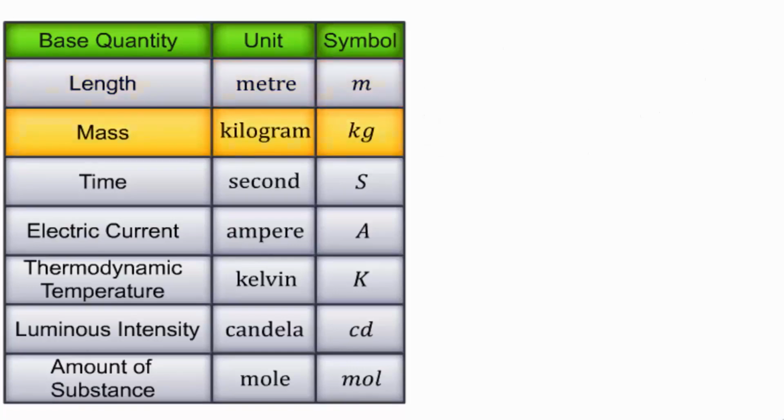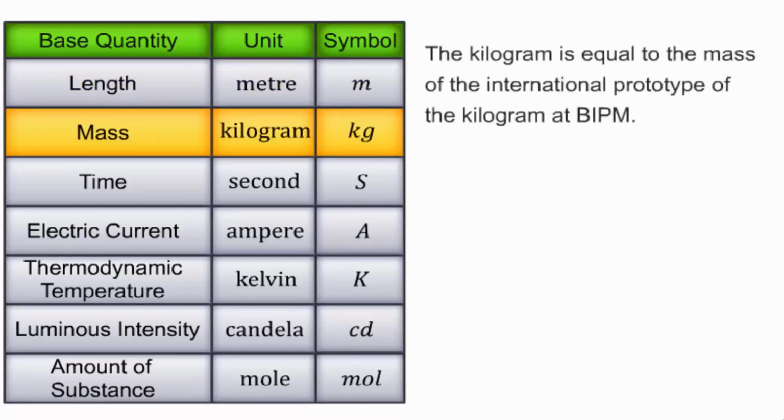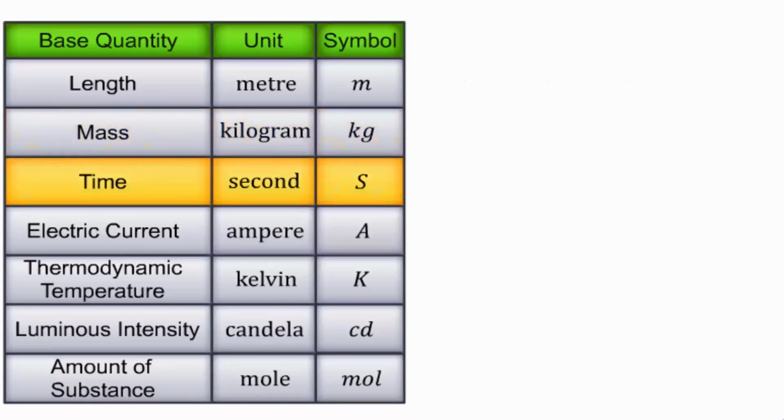Mass is measured in kilograms, denoted by the small letters kg. Kilogram is equal to the mass of the international prototype of the kilogram, a platinum iridium alloy cylinder kept at the International Bureau of Weights and Measures at Sèvres, near Paris in France. Time is measured in seconds, denoted by the small letter s. A second is the duration of approximately 9 billion periods of the radiation corresponding to the transition between the two hyperfine levels of the ground state of the cesium-133 atom.